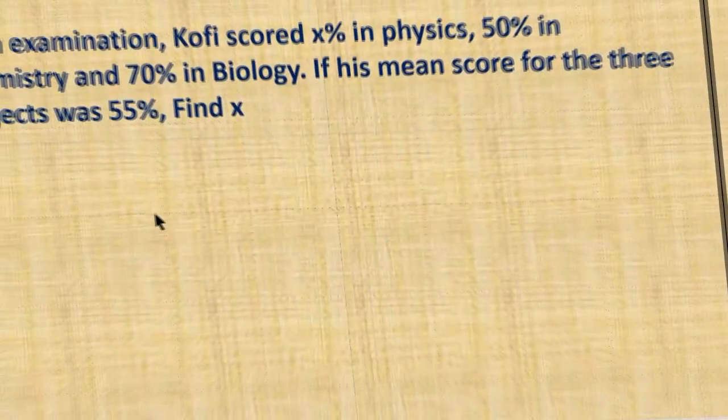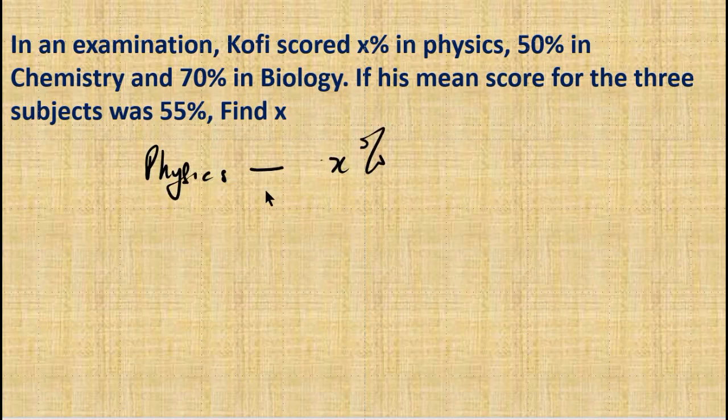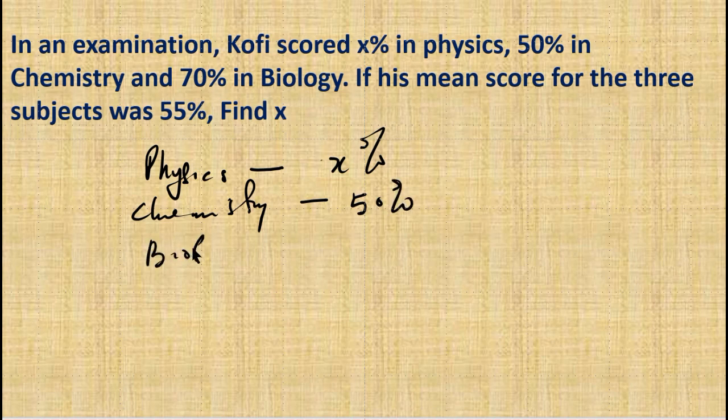Now, our question says that in an examination, Kofi scored X% in physics. For chemistry, Kofi scored 50%. And for biology, Kofi scored 70%. Our question wants us to find the mean.